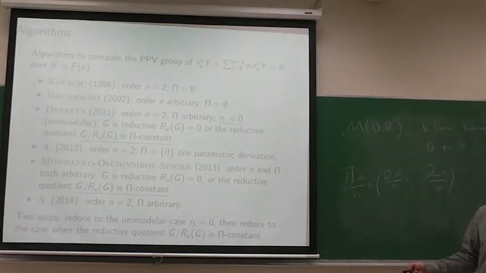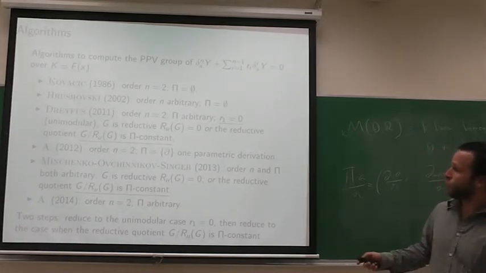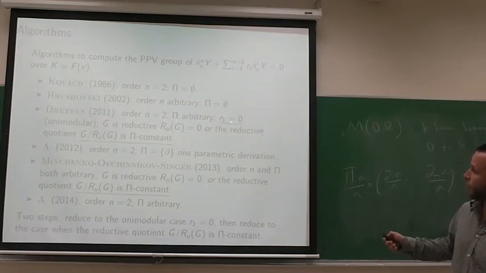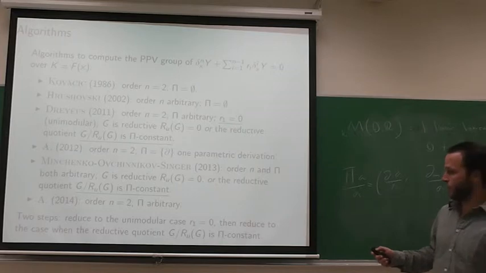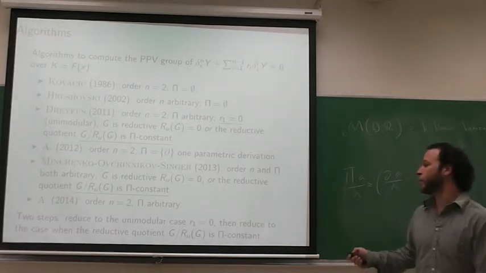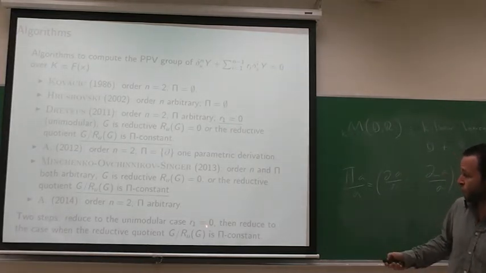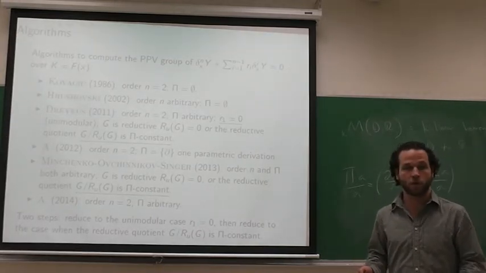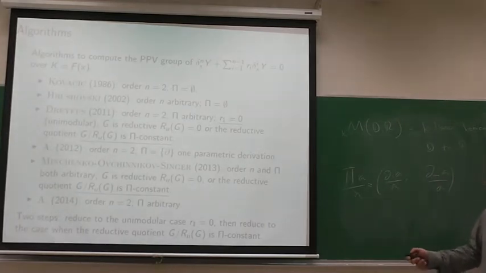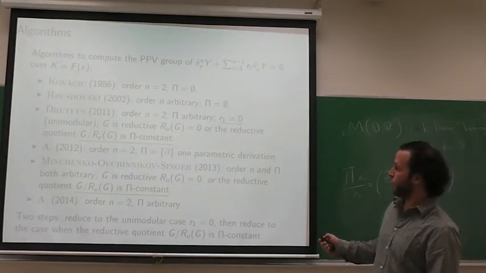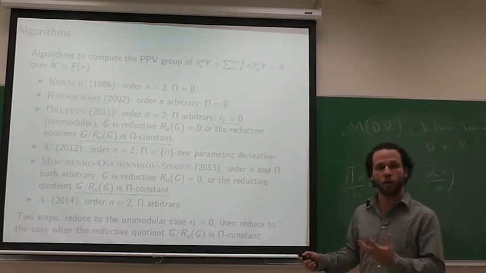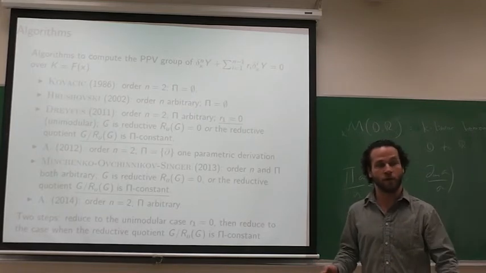So what I'm going to talk about today is how to extend Dreyfus' results to remove both the assumption that this R1 is equal to 0, that the group is in SL2, and also remove the assumption on the reductive quotient being pi constant when the group is not reductive. So I'm going to start talking about how if you knew how to compute an arbitrary PPV group under this R1 equal to 0 condition, that would allow you to reconstruct the group of any equation that you like.